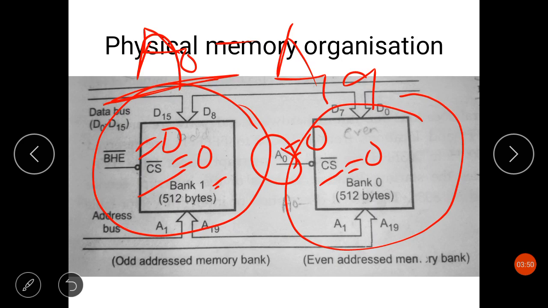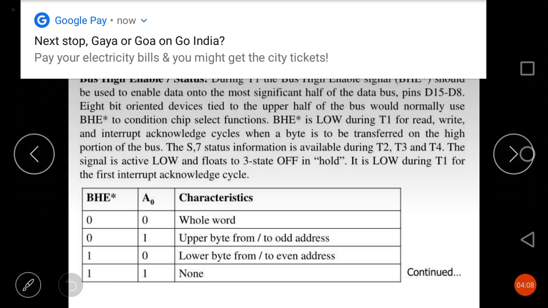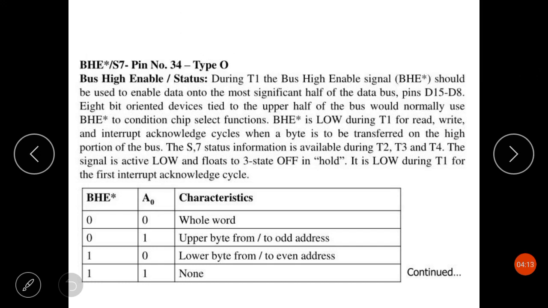Together, BHE bar and A0 decide whether a byte or a word is to be transferred from or to memory locations. That is, depending on the status of BHE bar and A0, we get to know whether a byte is going to be transferred from or to the memory location, or a word is going to be transferred from or to the memory location. So these are the statuses.